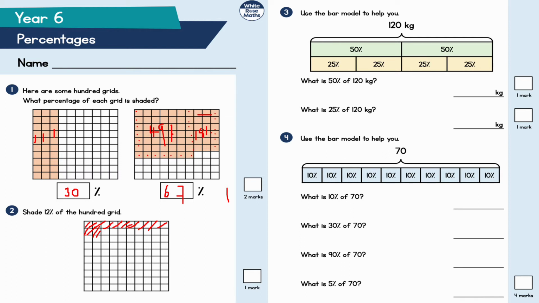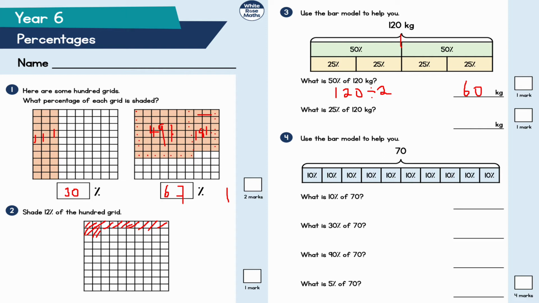This is question number 3, guys. Use the bar model to help you. 120 kilograms. What is 50% of 120 kilograms? Well, that's actually half of it. So 50% means dividing it by 2. So 120 divided by 2. So I'm splitting it into 2 equal parts. And the answer I get is 60 kilograms, because 12 divided by 2 is 6, and then adding that 0 in becomes 60.